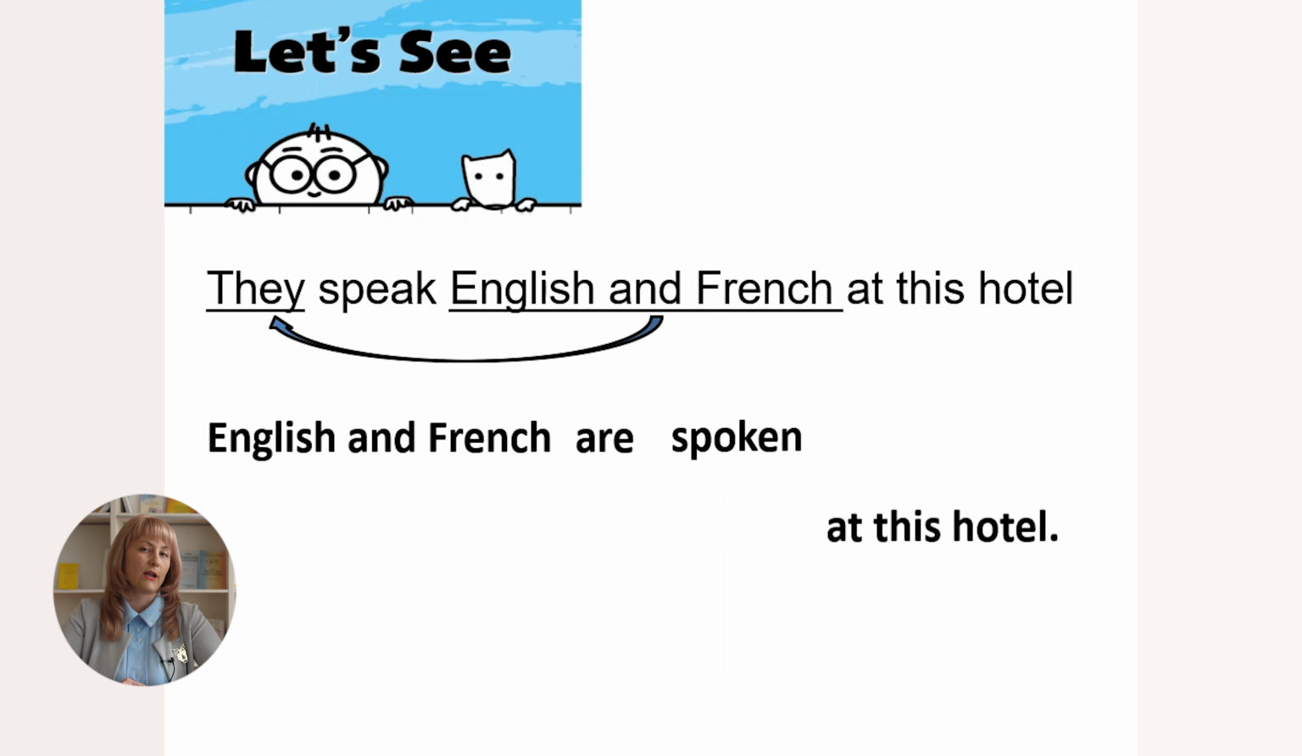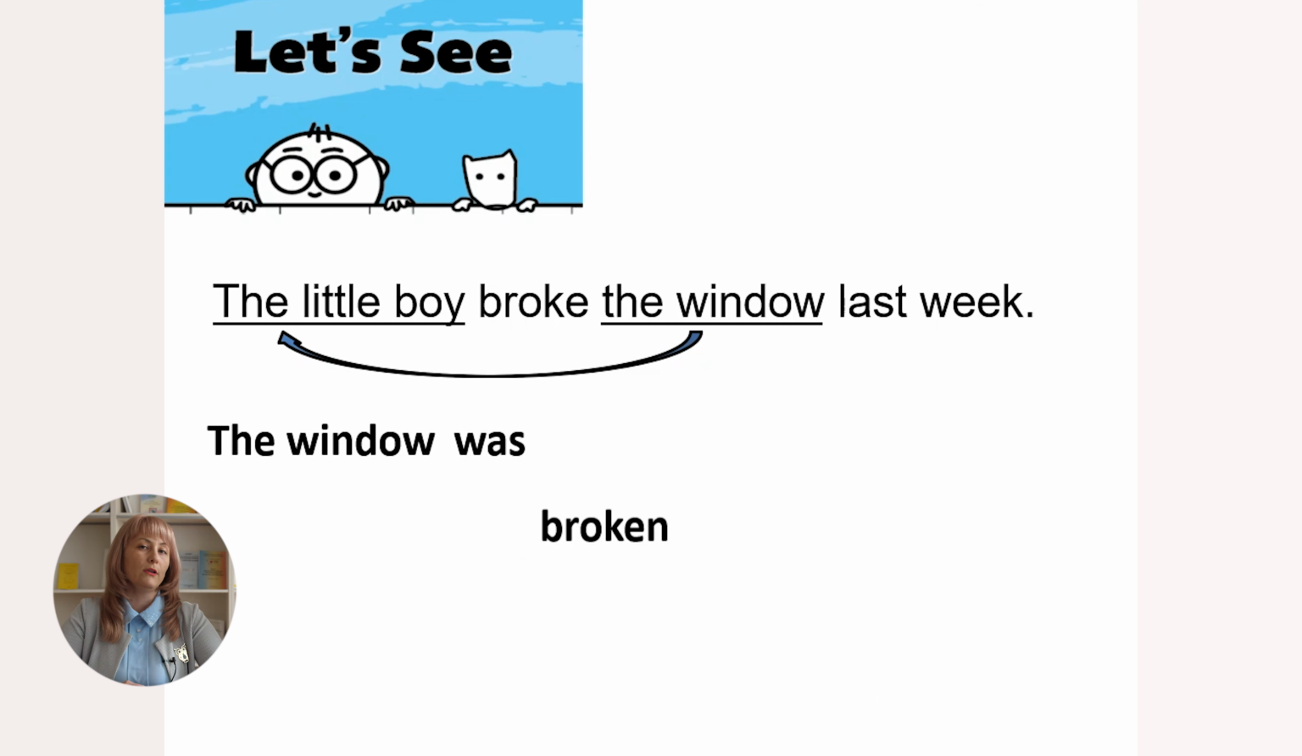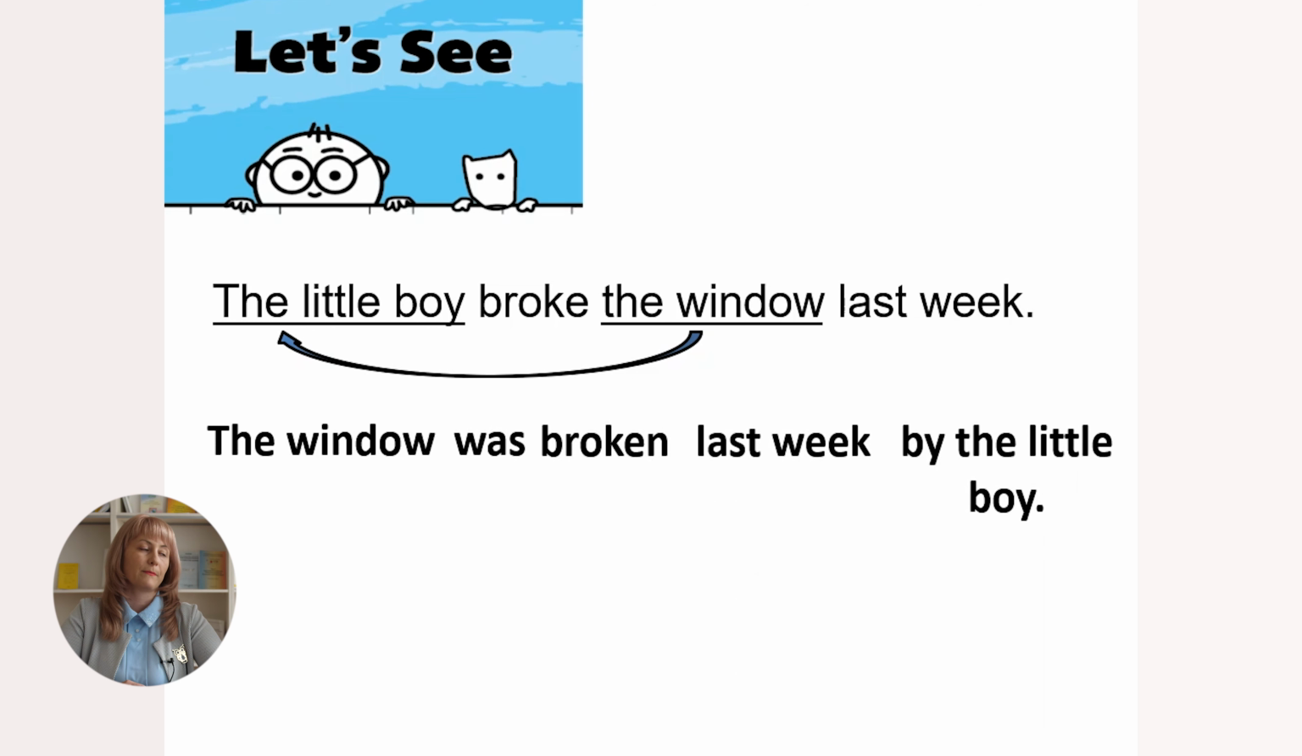So this is present in passive voice. Next sentence will be the following. The little boy broke the window last week. Yes, this is past simple. Let's see how we can transform into a passive one. The window was broken by the little boy last week. So you can observe the changes in these sentences.